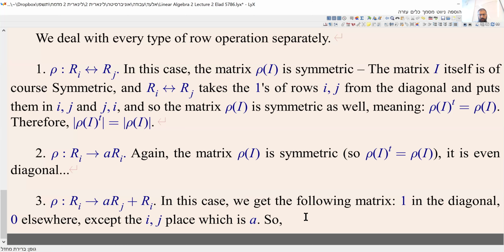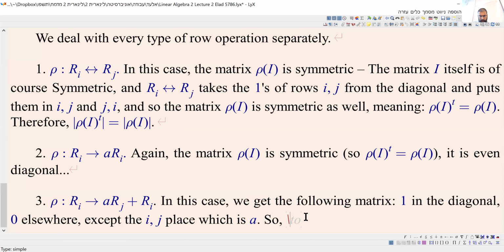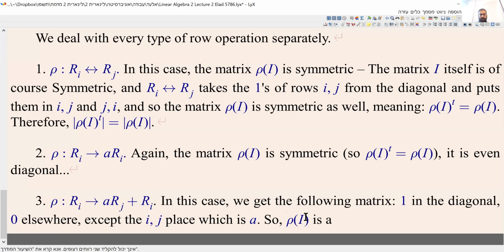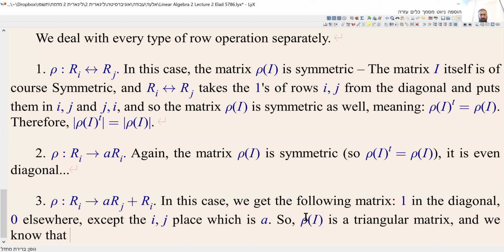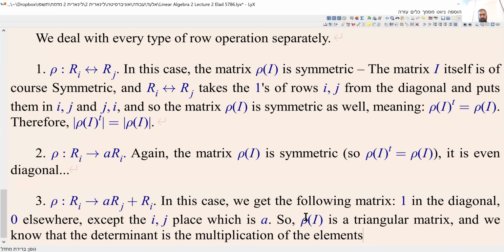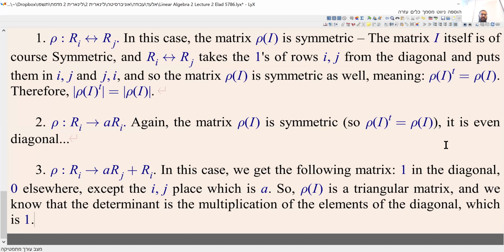So R_i is a triangular matrix, and we know that the determinant is the multiplication of the elements of the main diagonal, which is 1, because on the diagonal we have just 1, 1, 1, 1, 1, 1, 1.